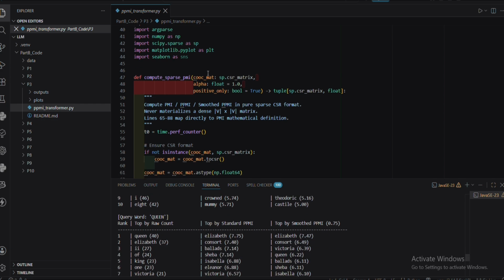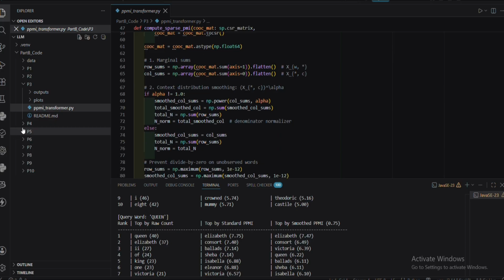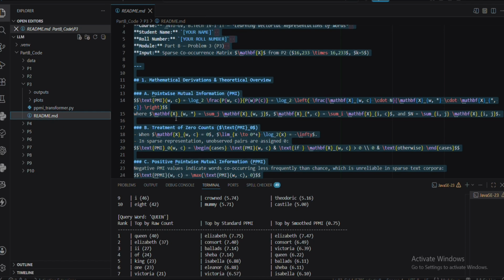vocabulary size of 16,223 words and the context window size of 5.